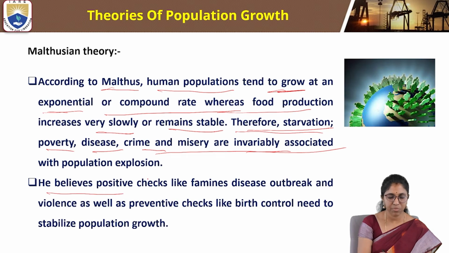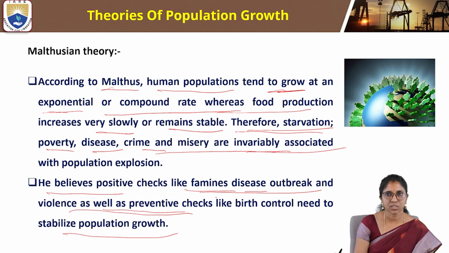He believes positive checks like famines, disease outbreaks and violence, as well as preventive checks like birth control, are needed to stabilize population growth.